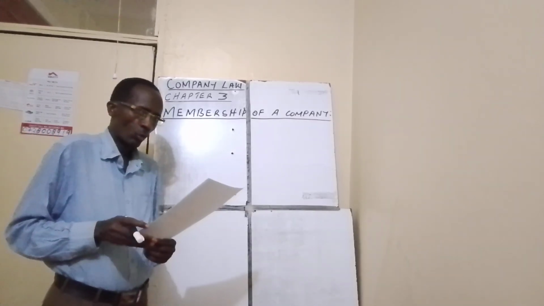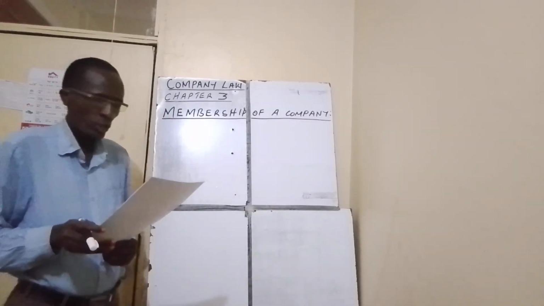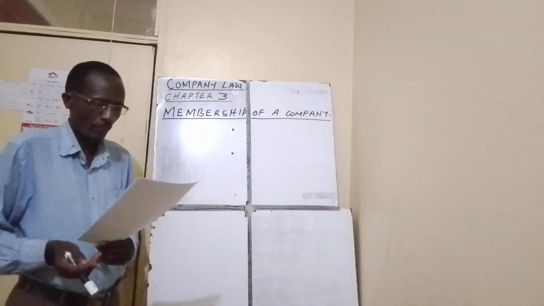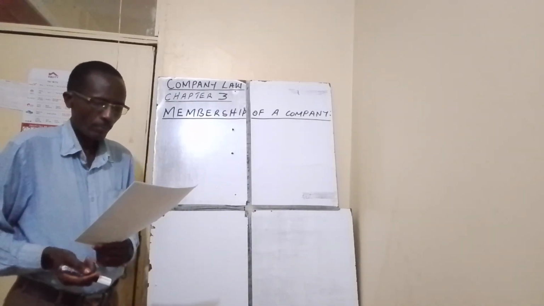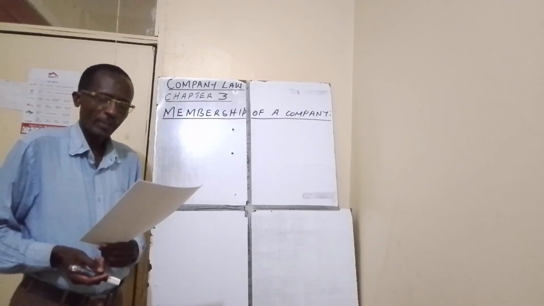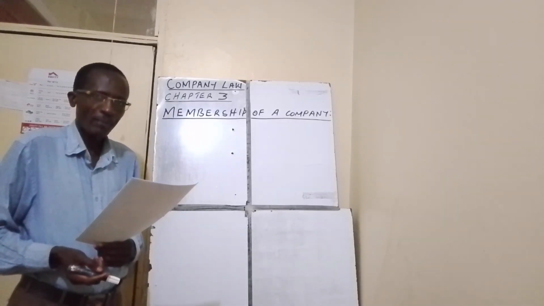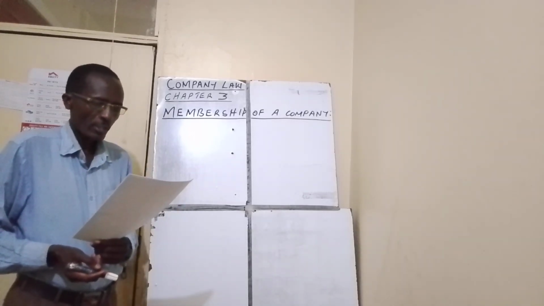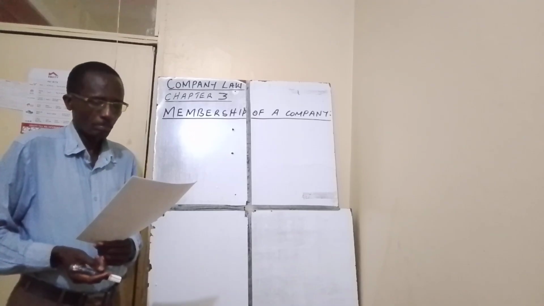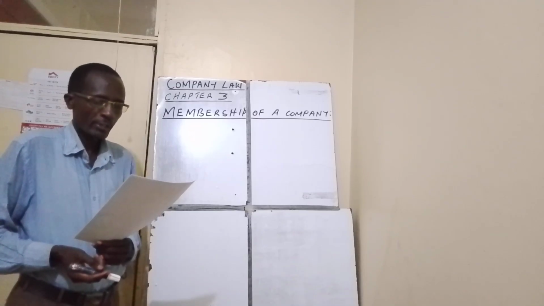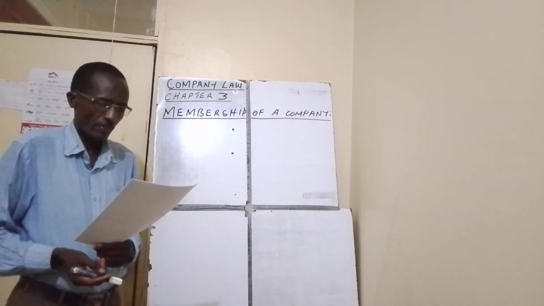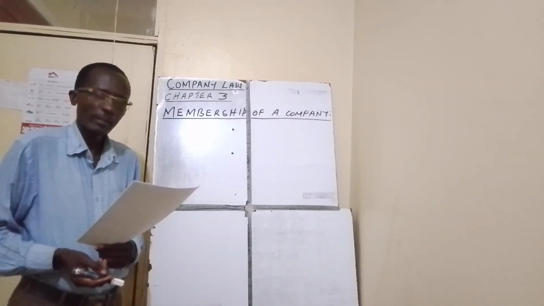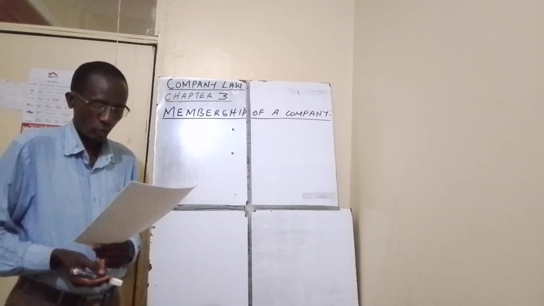Let me show you what you should go to as far as chapter 3 of company law is concerned. We will go to acquisition of membership, register of members, rights and liabilities of members, cessation of membership, register of a company's beneficial owners, and derivative actions.